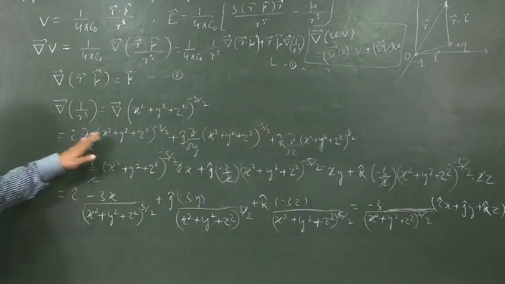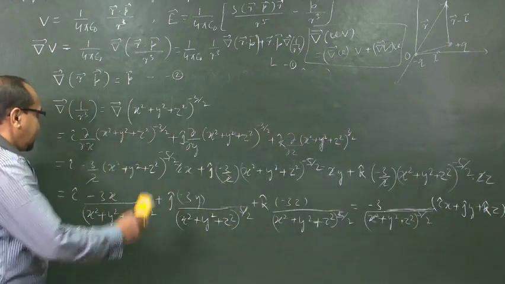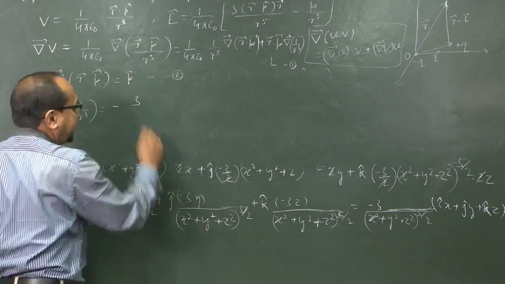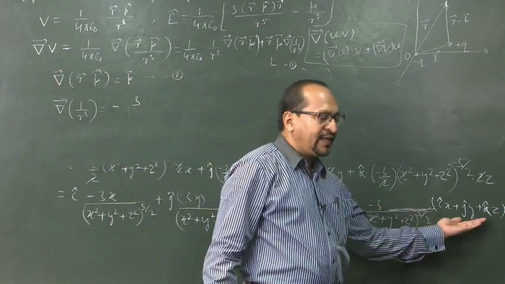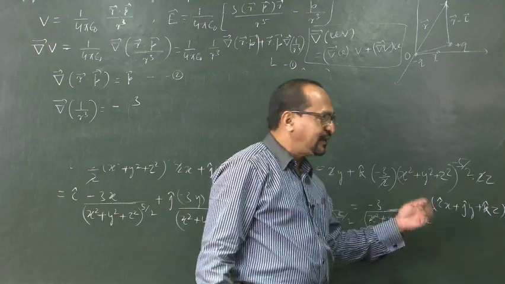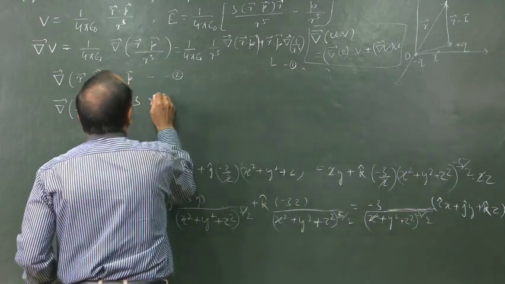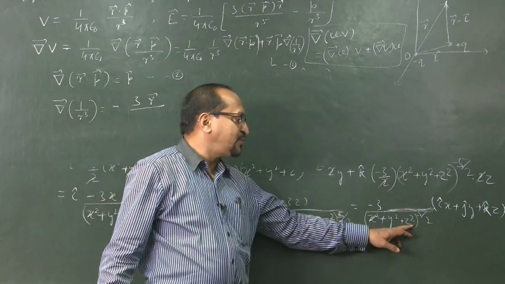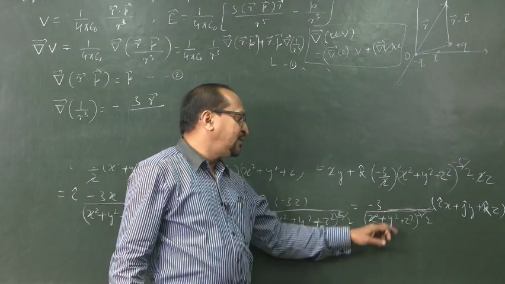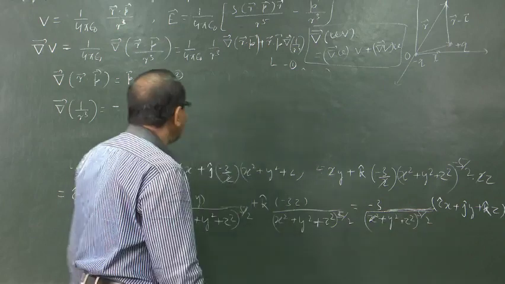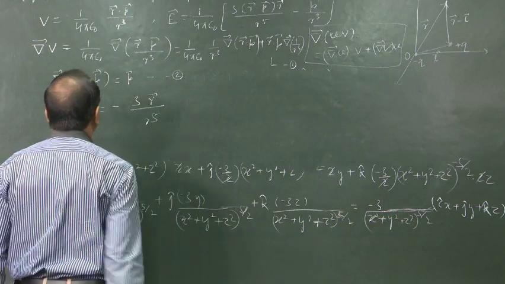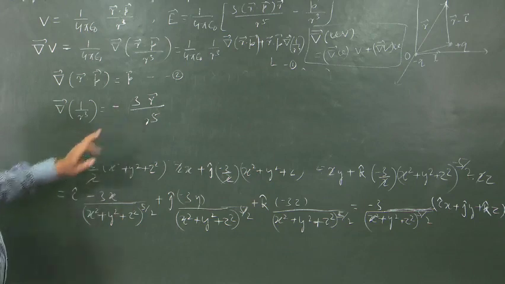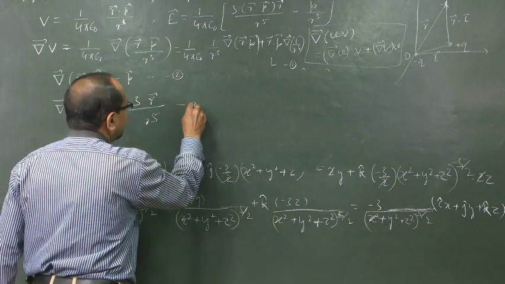Okay. This is our gradient of 1 by r cube. So, it becomes now minus 3 into r, the position vector r, which is i cap x plus j cap y plus k cap z. So, minus 3 into r divided by x square plus y square plus z square to the power half, which is r, the magnitude of r, and to the power 5 by 2 means it is r to the power 5. Okay. So, gradient of 1 by r cube is minus 3 r by r to the power 5. Okay. This is now equation 3.